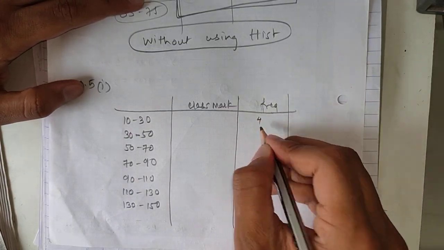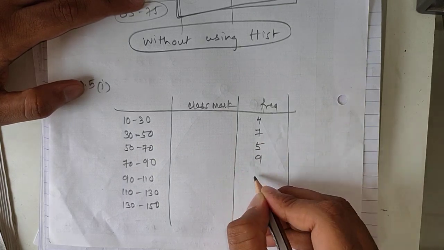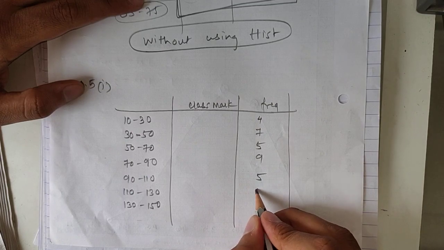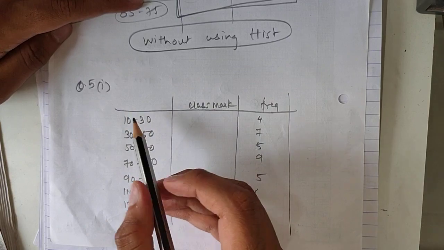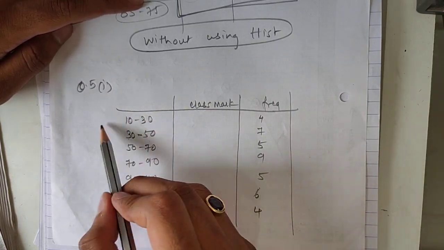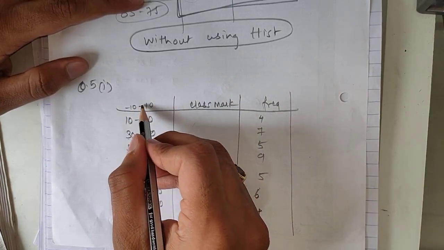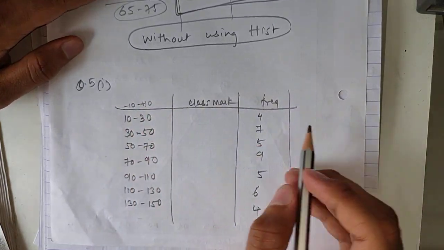Frequencies are given as 4, 7, 5, 9, 5, 6 and 4. We have to take one class interval extra. So 10 to 30, 30 to 50, there is a gap of 20 here. So before 10, a gap of 20 means it will be minus 10 to plus 10. Okay, minus 10 to plus 10.